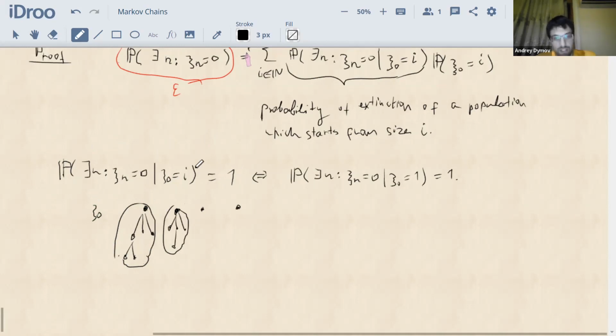So let me repeat this passage in Russian, because I'm not sure that it was explained very well. Смотрите, значит, давайте я повторю. Вот что я здесь написал? Я здесь написал, что вероятность того, что у меня в начальный момент, значит, я рассматриваю ситуацию, когда у меня фактически в начальный момент времени только один индивидуум, так?